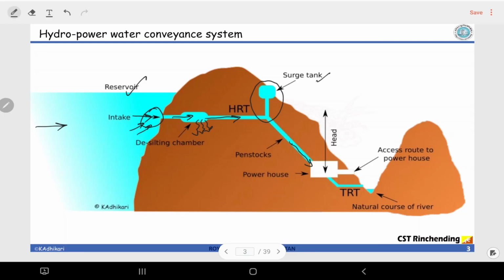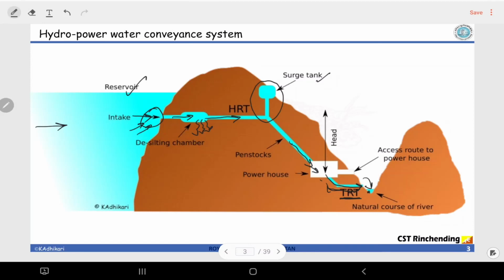In the powerhouse there is a turbine which is connected to the generator. When the water hits the turbine, if it is an impulse type of turbine, then it rotates. The kinetic energy of water is converted to mechanical energy with the help of the turbine. The turbine in turn rotates the shaft of the generator, which then produces the electricity. After the electricity is produced, the water is let back to its natural course, and the tunnel that connects the powerhouse and the natural channel is what we call the tail race tunnel.